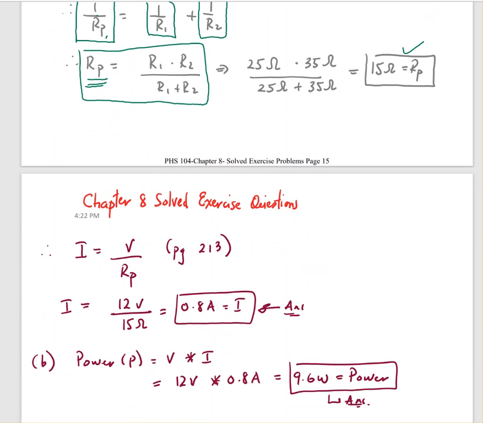Once you find that, you can now find your current, whereby the voltage source divided by the resistance gives us 0.8 amps. Now, if you want to find the power, again, the same thing. We know that power is nothing more than the product of the voltage times your current, which is 9.6 watts.